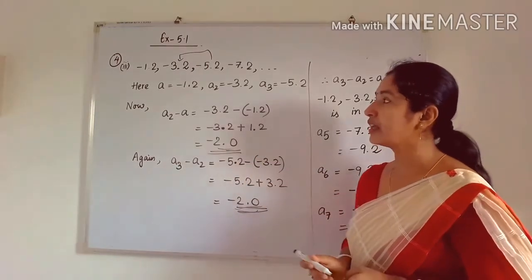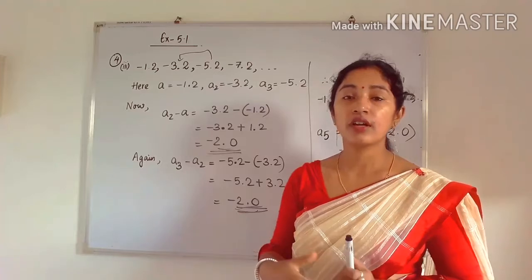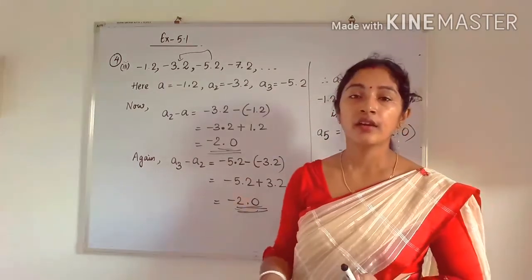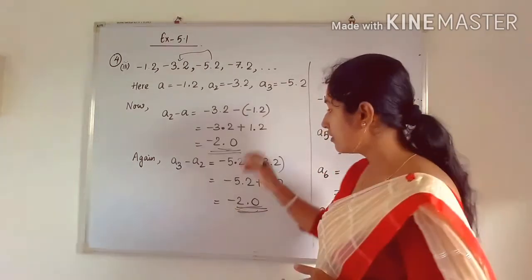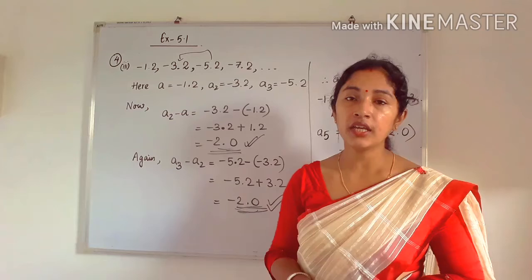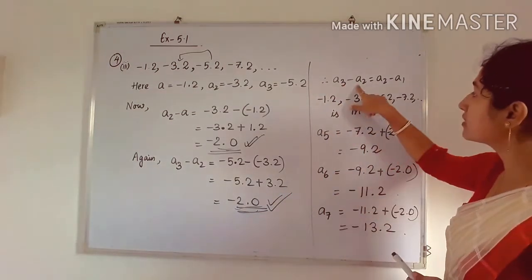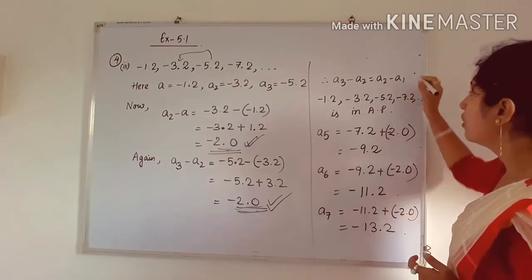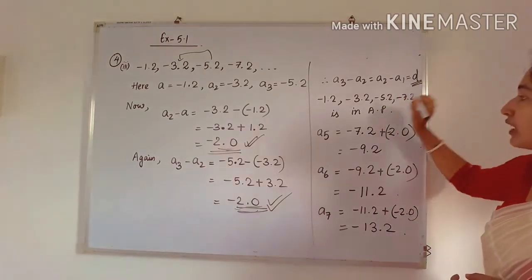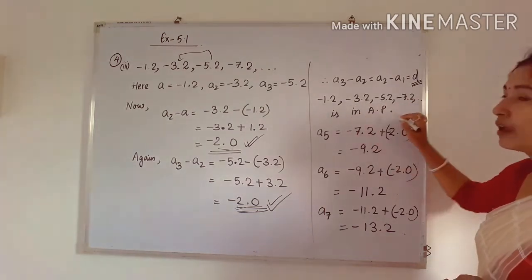That means we can say that the difference is the same, that is the common difference. So a common difference arises when the sequence is in AP. See, the difference is the same. If the difference is not the same, then the sequence will not be in AP. Here the difference is the same, so therefore A3 minus A2 is equal to A2 minus A1, which is also called D, the common difference. So we can say that this sequence is in AP.